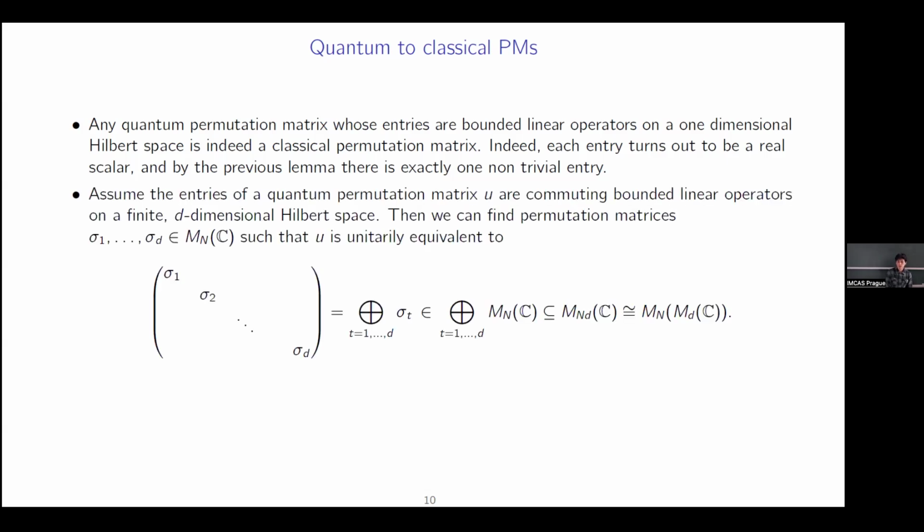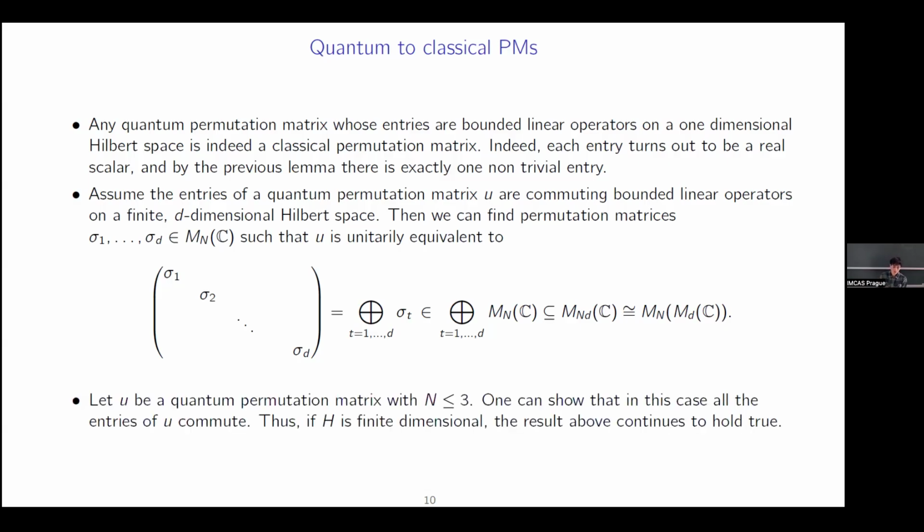Another point is that if we assume the entries of a quantum permutation matrix U to be commuting bounded linear operators on a finite d-dimensional Hilbert space, then we can find some n-dimensional matrices with coefficients in C, such that the original quantum permutation matrix U is unitarily equivalent to this matrix here. So we have a diagonal matrix built up with these n-dimensional matrices over C. Basically, here we are recovering once again that we are building up n-dimensional matrices made up of d-dimensional matrices over C. And this is a way to produce, again, a classical permutation matrix starting from a quantum permutation matrix. More on this on the next slide.